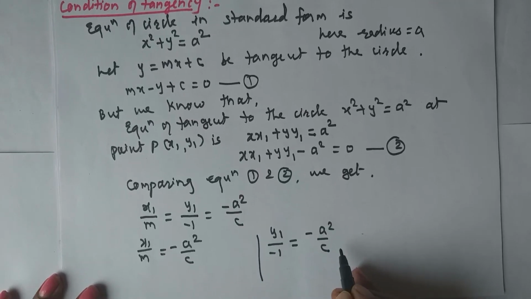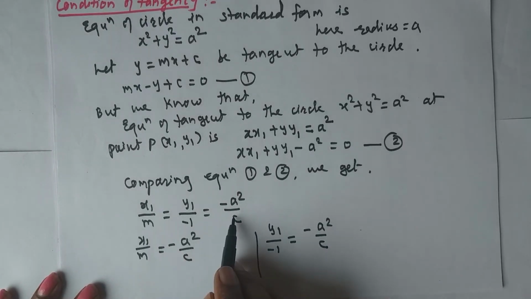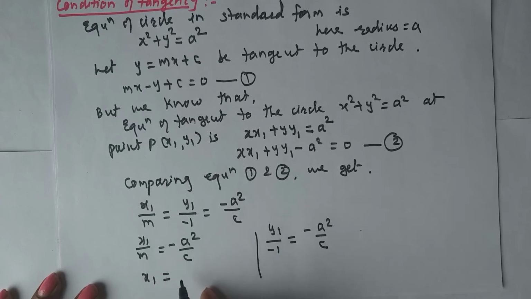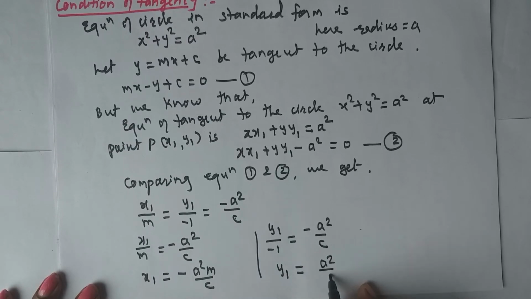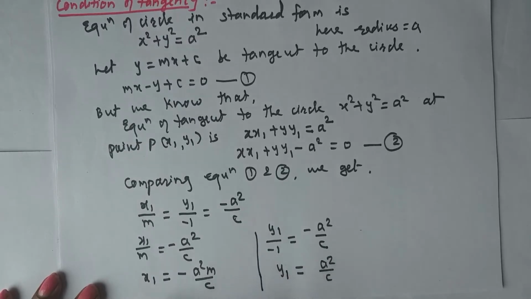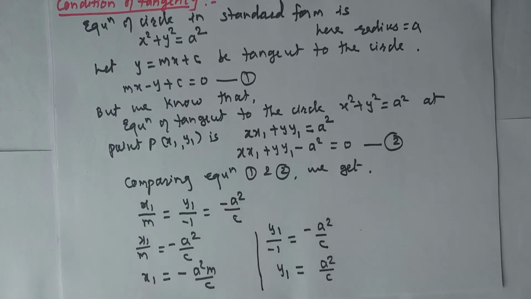Comparing the first term with the second and third terms, I will get the values of x1 and y1. Then the value of x1 will be minus a square, transfer this m to this side, then this will be minus a square m divided by c. And what will be this y1? This y1 will be a square by c. In this way we have got the values of x1 and y1. And what are this x1 and y1? This x1 and y1 are nothing but the coordinates of point P.